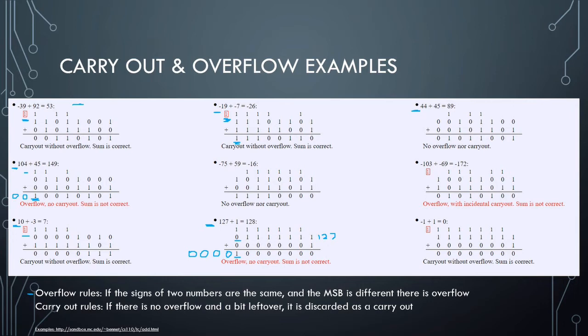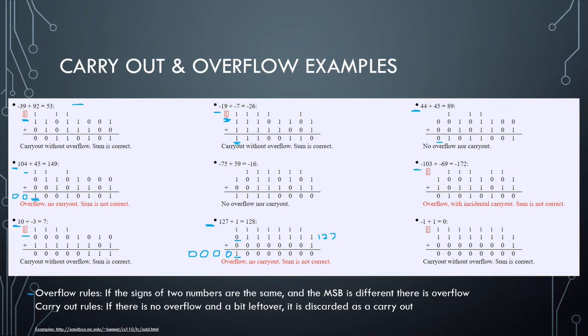All right, working on this example, top right, we're adding positive 44 plus positive 45, excuse me. And we see our most significant bit is a 0, which is great. We're adding two positives, so our most significant bit should be a 0. So we don't have an overflow, and we don't have any carryout either.